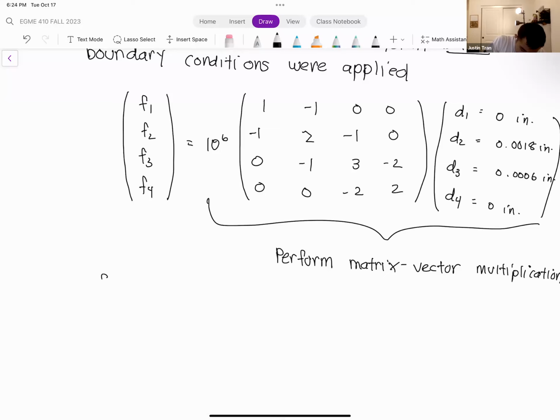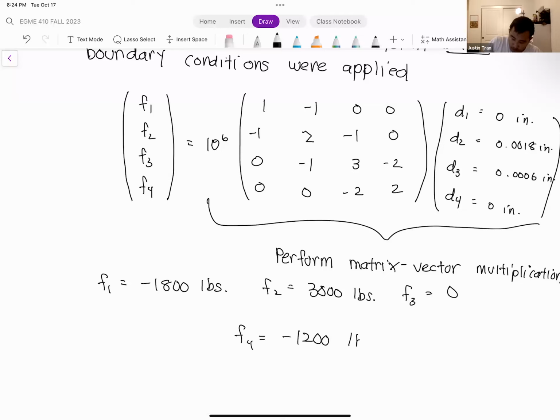If you do that for this particular example, you're going to get the following results. F1 is equal to minus 1,800 pounds. F2 is equal to 3,000 pounds. F3 is equal to 0. And F4 is equal to minus 1,200 pounds.